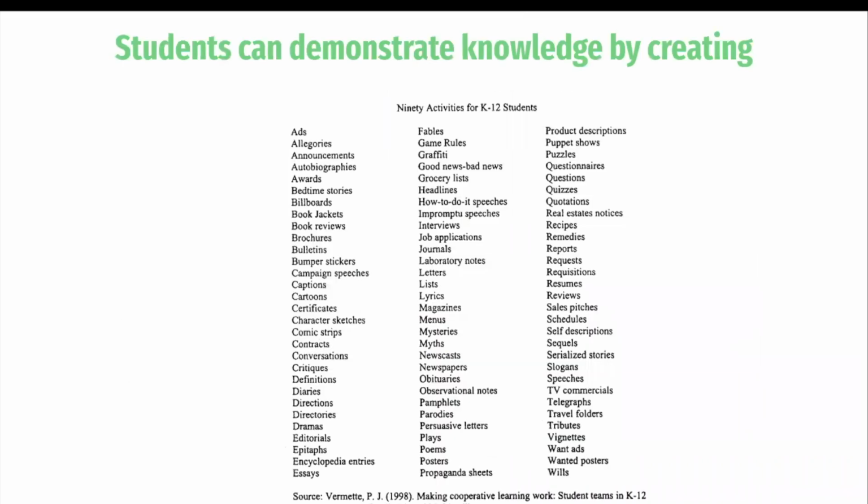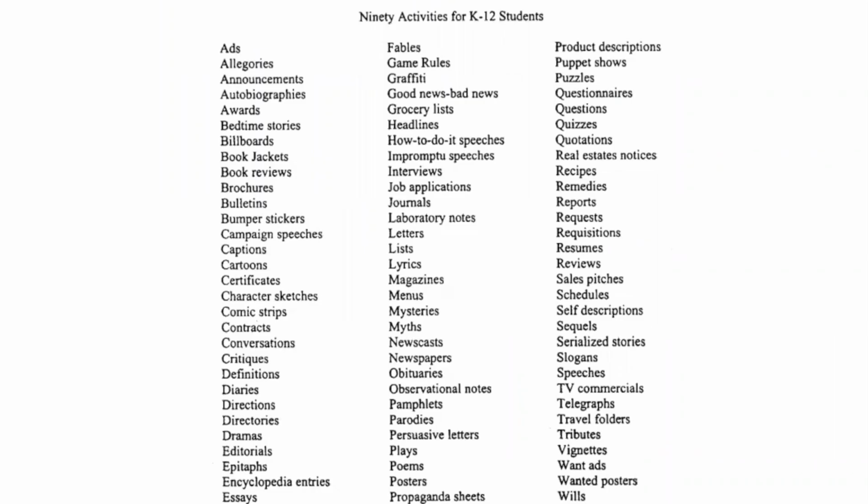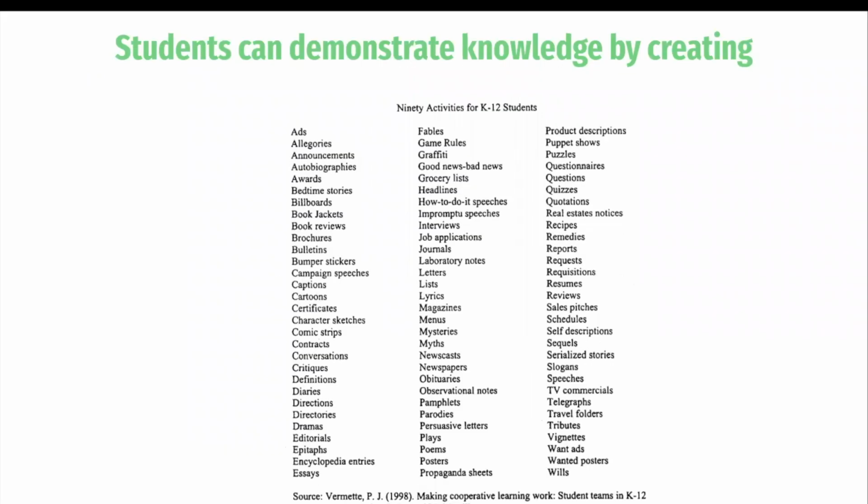Students can often demonstrate their knowledge by creating things. These are an example of 90 activities that Vermet has listed. These are different ways that students can apply knowledge while also applying skills. These are different ways that students can become engaged.